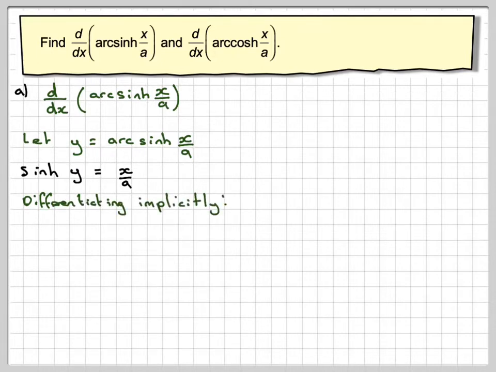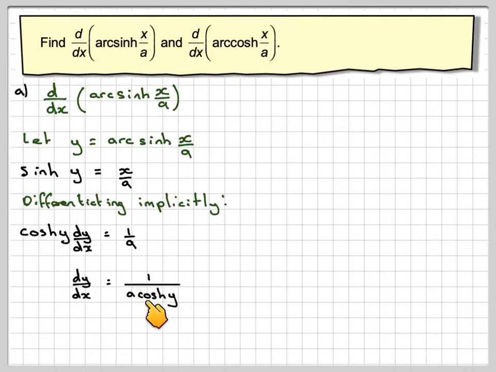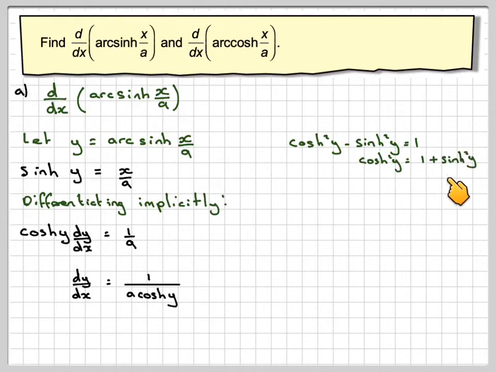we're going to get the differential of sinh, which is cosh y dy by dx, is equal to the differential of x over a, which will be 1 over a. Rearranging that will give me dy by dx is 1 over a cosh of y. Right, standard thing here, cosh squared of y minus sinh squared of y is equal to 1, which means that cosh squared of y is 1 plus sinh squared of y, and therefore cosh of y is the square root of 1 plus sinh squared of y.